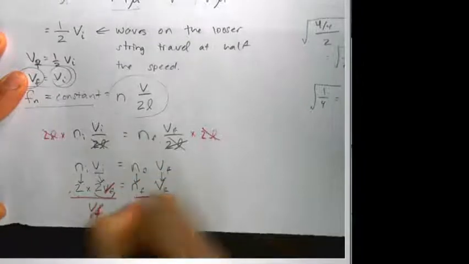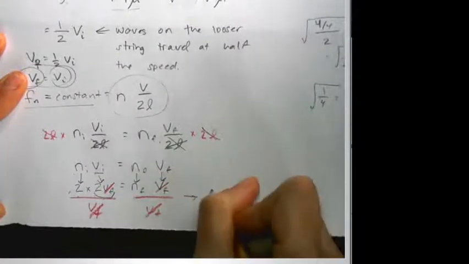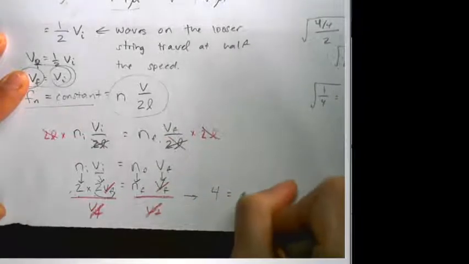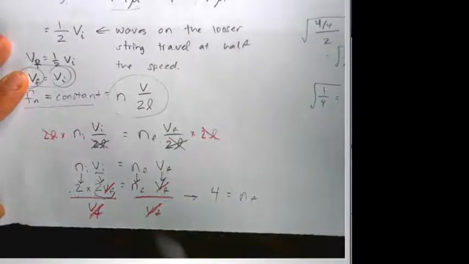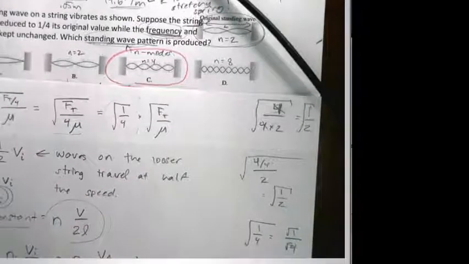And now my V finals cancel. And I can say that 4 is n final. And that's what's left. That might not have been the most efficient way to solve that problem, but it got it done. And there we go.